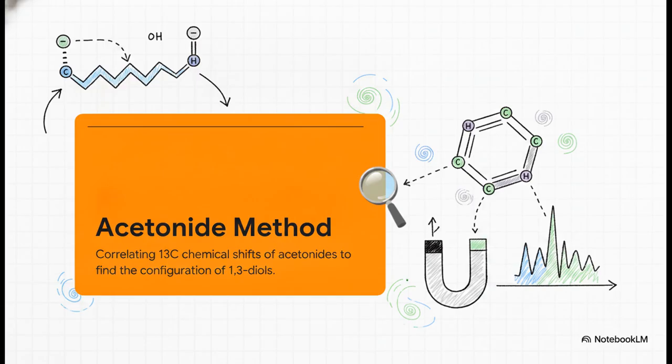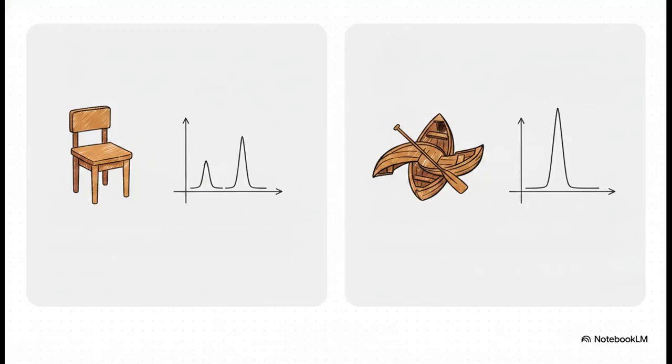See, acyclic 1,3 diols are notoriously floppy. They rotate freely, so it's nearly impossible to tell if the OH groups are pointing the same way or opposite ways. Rychnovsky's genius move was to react them with acetone. This locks the floppy chain into a rigid 6-membered ring called an acetonide. From there, carbon-13 NMR does all the heavy lifting. Because the new ring is rigid, the NMR results are just wonderfully predictable.